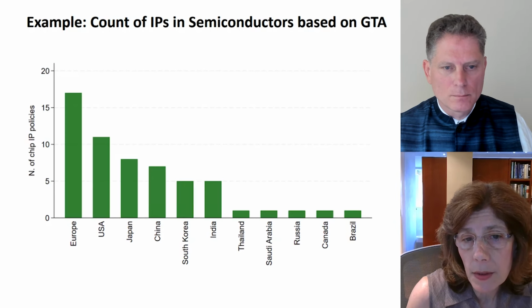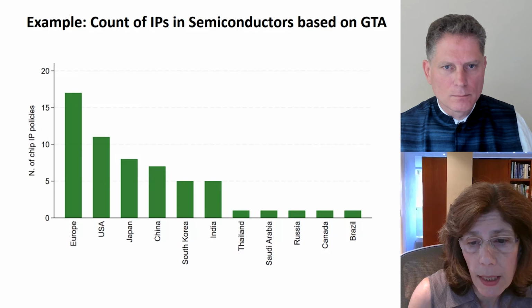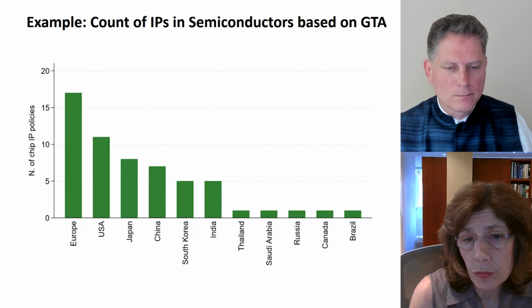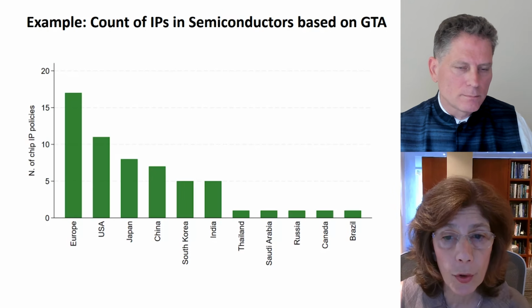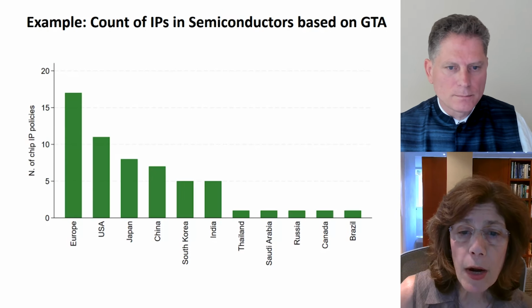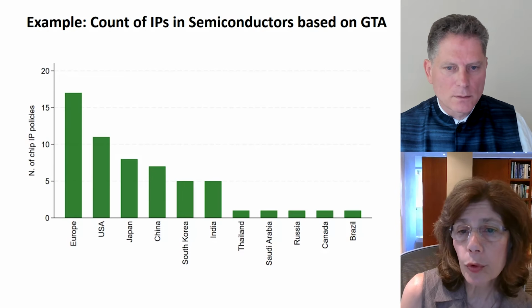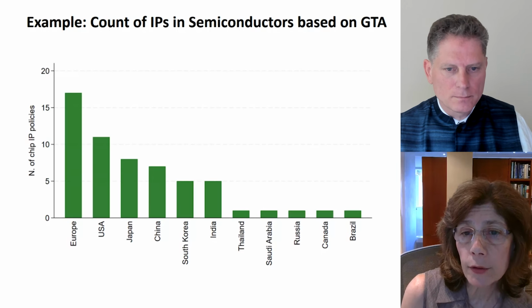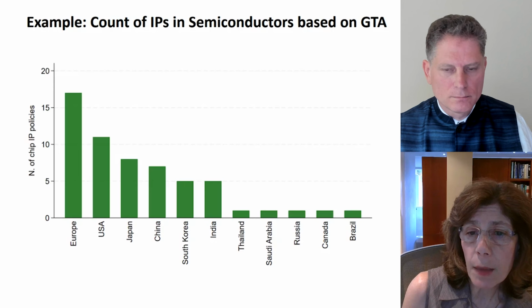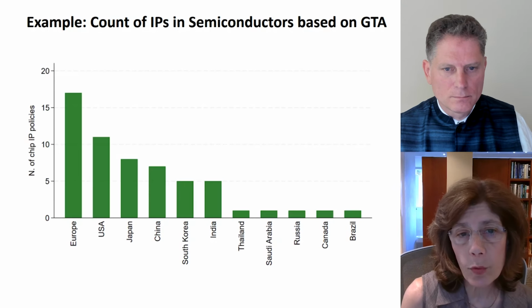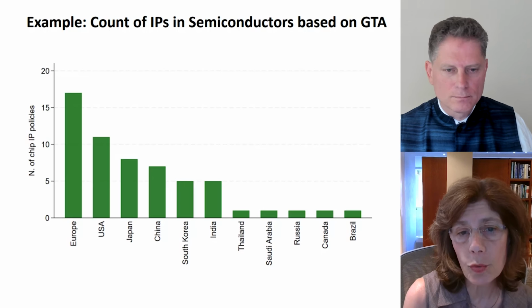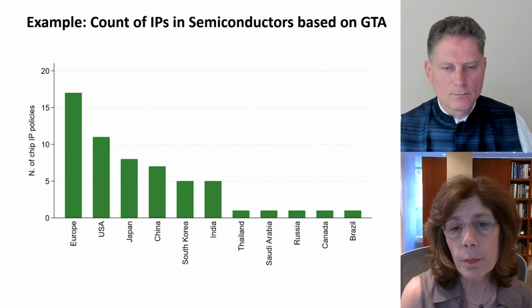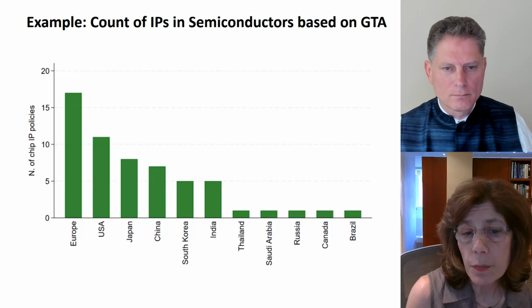This is the database that Simon Evenett has put together in St. Gallen. It identifies all policies that may have effects on commerce. So this graph shows you a simple count of industrial policies in semiconductors since 2011. So I want to point out some features. This is just the count, and I'm sure everyone is thinking this tells us nothing about the amounts, which is what, as economists, we care about. But even the count provides some useful information.